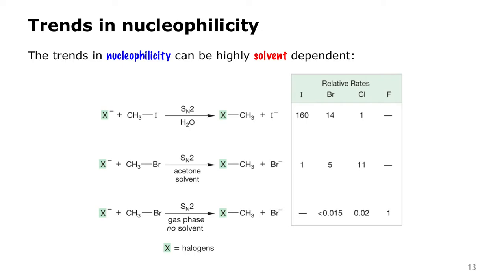If we look at this, we find some really curious things happen. For instance, if we look at iodine, we find the relative rate is that iodide is very reactive in water. It's much slower to react in acetone, and basically doesn't react in the gas phase. Fluorine is curious. It doesn't react in water, doesn't react in acetone, but is quite reactive in the gas phase. So we've got a kind of reversal in reactivity. Bromine behaves like iodine. It's reactive in water, less reactive in acetone, very unreactive in the gas phase. Chlorine follows that same pattern.